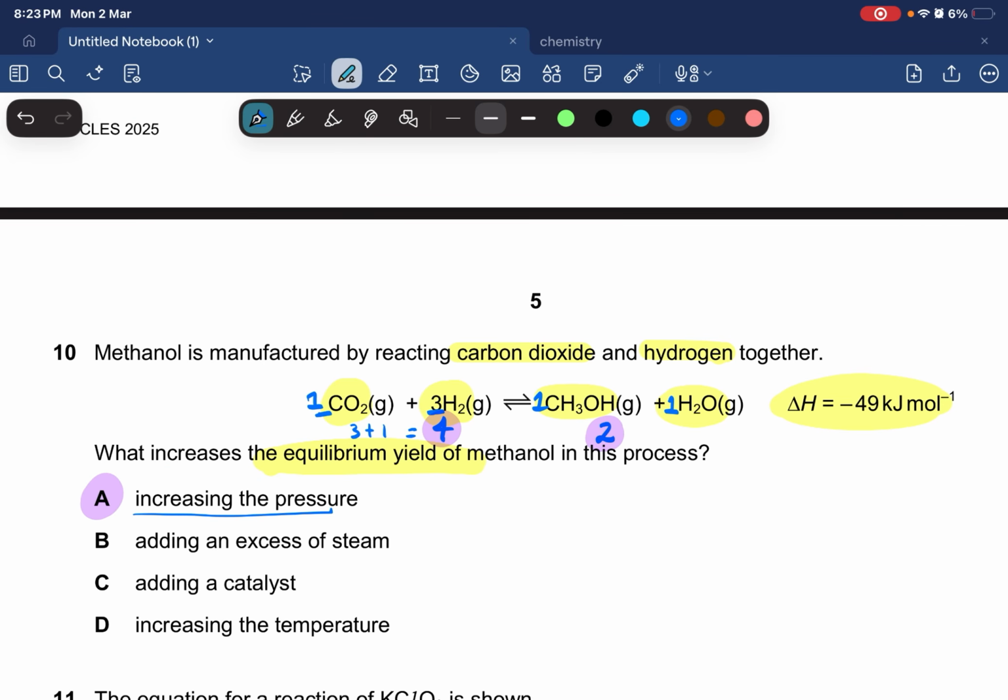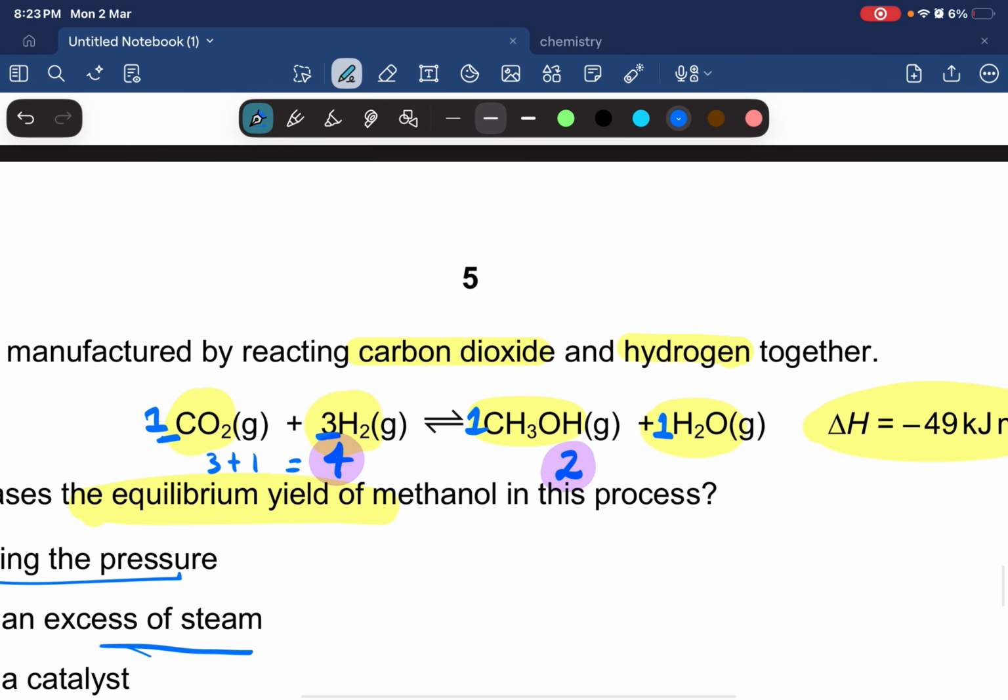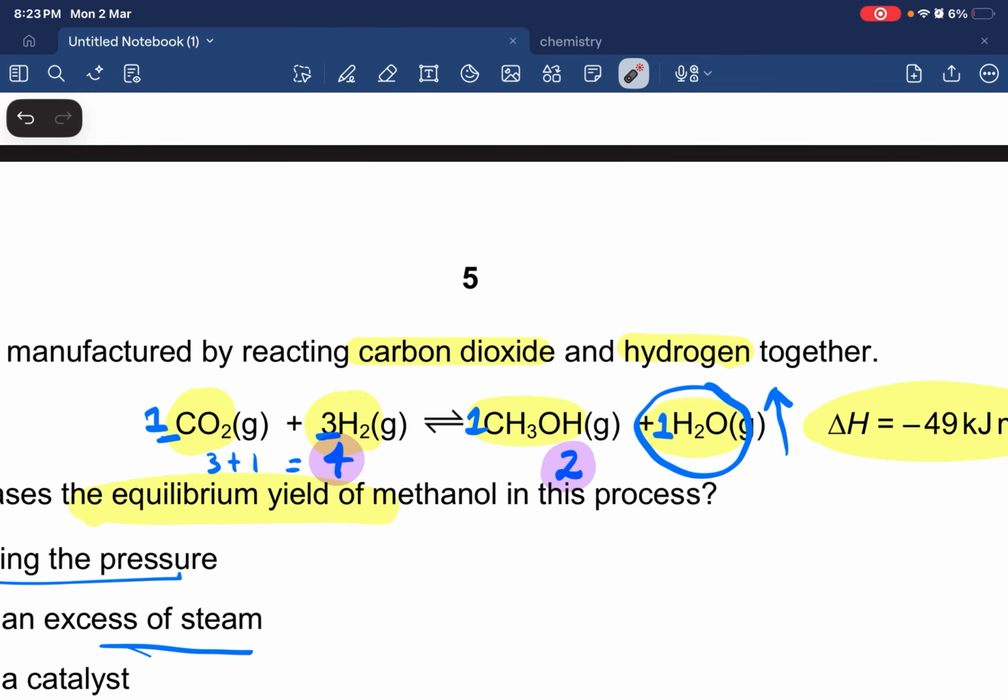That was easy enough. Adding an excess of steam. So if we increase the amount of steam, what's going to happen? Whatever we do, equilibrium tries to reverse it. So equilibrium will try to decrease it. And in order to decrease it, it's going to move backward to use up the excess steam.